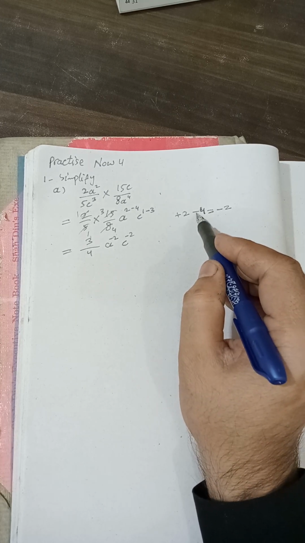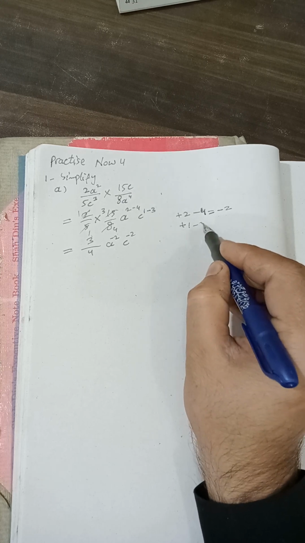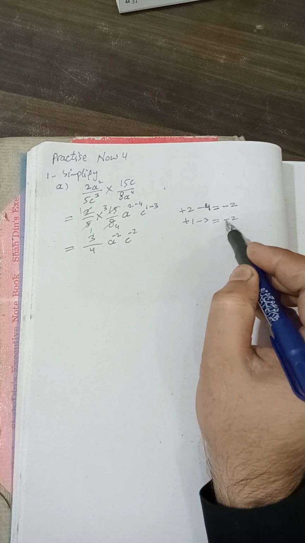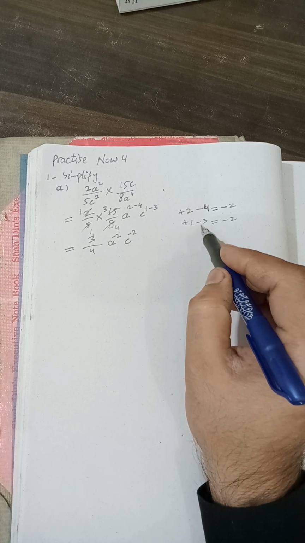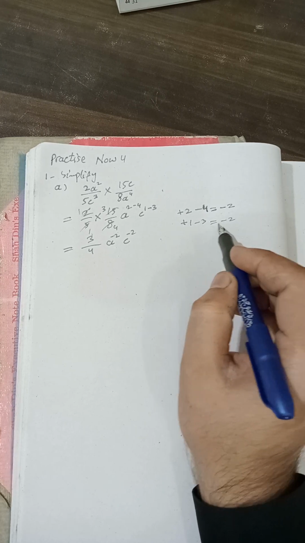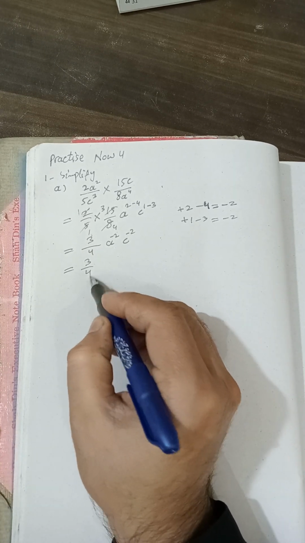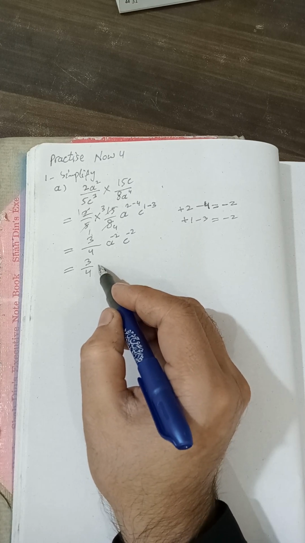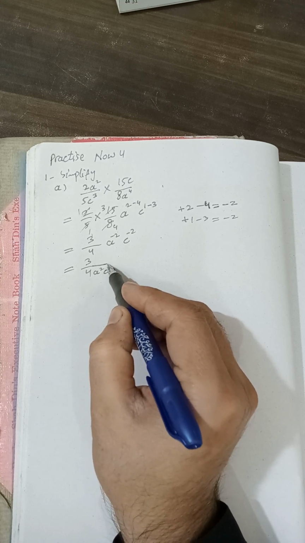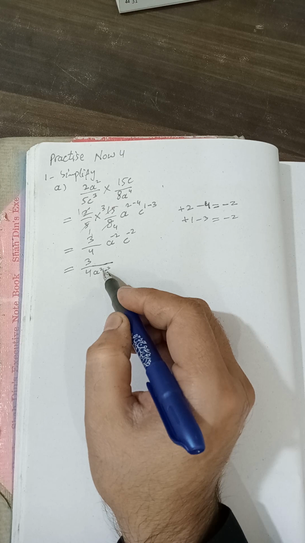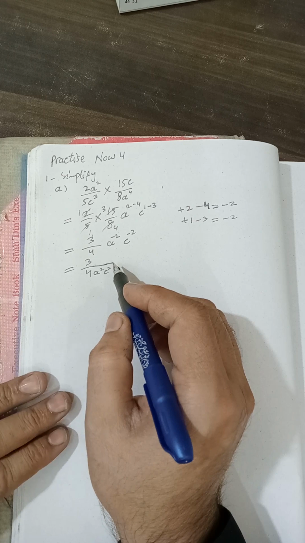Because we will write the sign of the bigger term. And if we subtract plus 1 from minus 3, the answer is again minus 2, because the minus term is bigger and I should subtract because they have opposite, different signs, so minus 2. This is also an answer, but if you want to write the answer in positive exponent, you will write a2 and c2 below, in the denominator. Then this is the final answer.